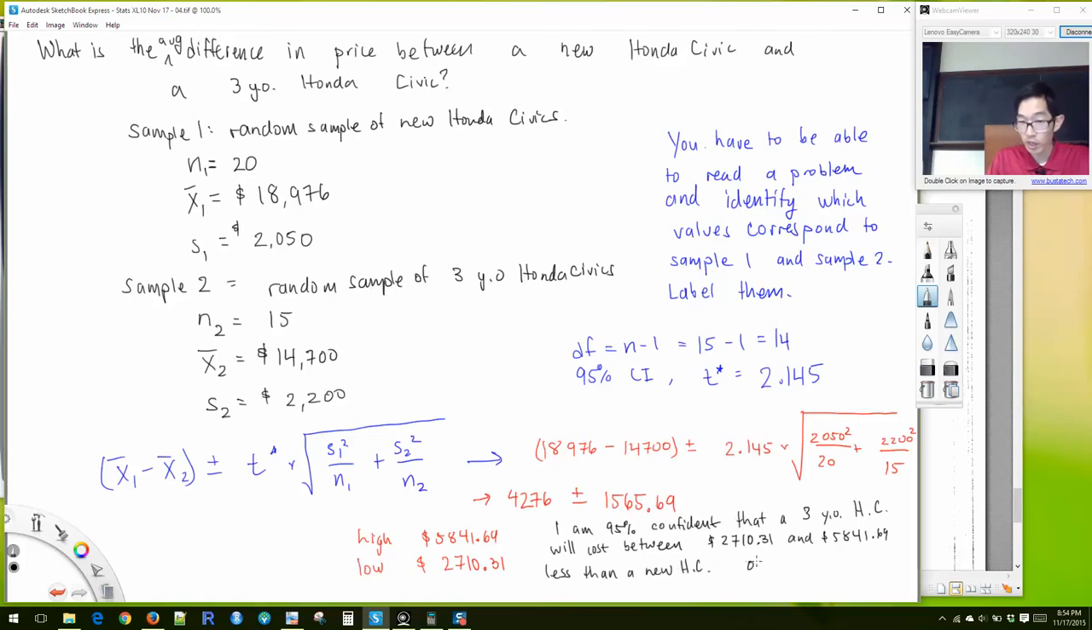But the key word is on average. And I'm sorry I had to write small here, just because I needed to get it to fit. But it's on average. Any individual car, if you pick the supreme new Honda Civic, and you pick a 3-year-old Honda Civic that has gotten into an accident and has a huge dent and has 200,000 miles on it somehow, it's going to have a much greater difference, right? So any individual car, the difference could be even greater or less than what's specified here. But on average, if we could somehow identify the average new Honda and the average 3-year-old Honda, we're saying it costs between $2,700 and $5,800 less. That there's a difference between there.